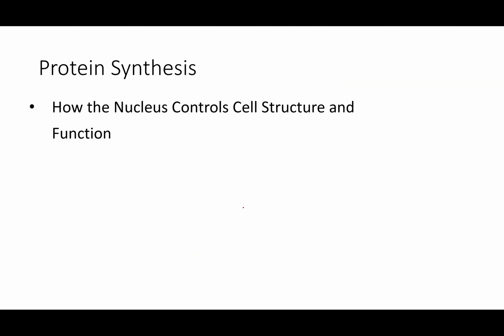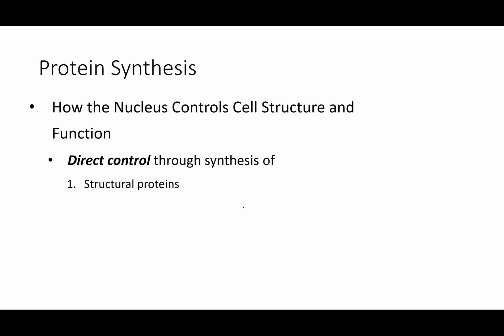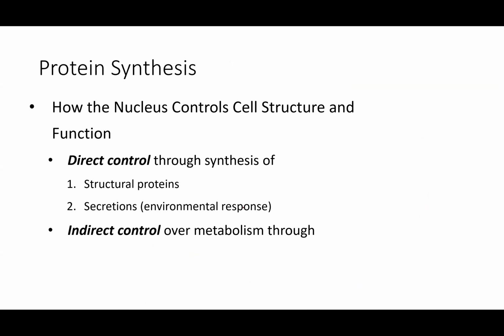more sense of this. Okay, so how the nucleus controls cell structure and function. There is direct control, through the synthesis of structural proteins and secretions. So in response to an environmental change, that would be direct control. Or it can control cell structure through indirect control over metabolism through enzymes.